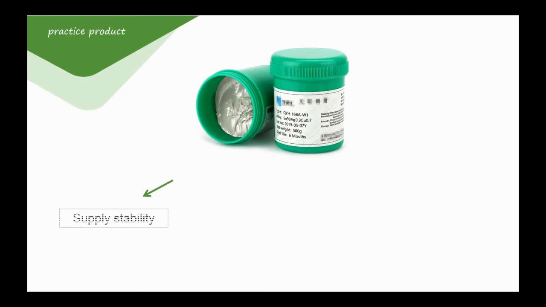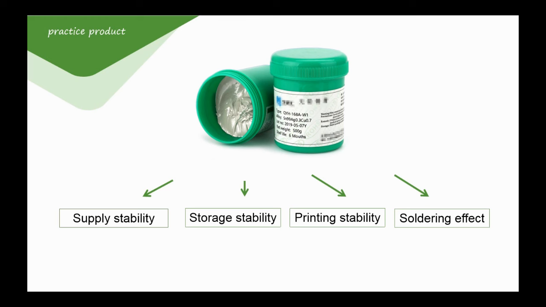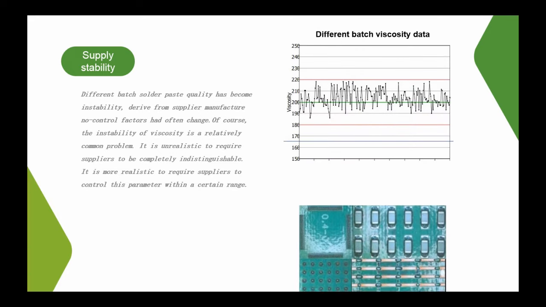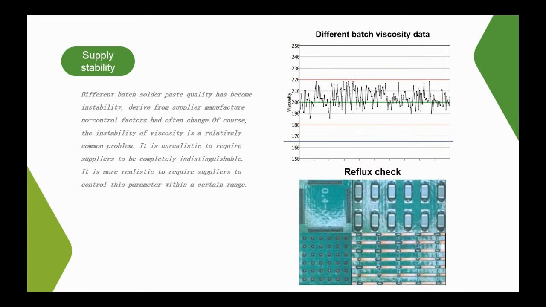Finally, in practical manufacturing, we must consider other factors that could affect quality besides those mentioned above. Four factors must be considered below. Of course, including supply stability, storage stability, plating stability, and soldering effect. Different batch solder paste quality can become unstable, because supply manufacturer control factors often change. Of course, the instability of viscosity is a relatively common problem.